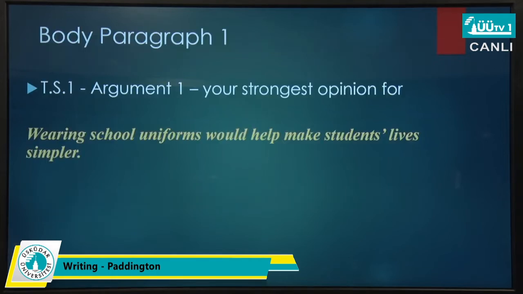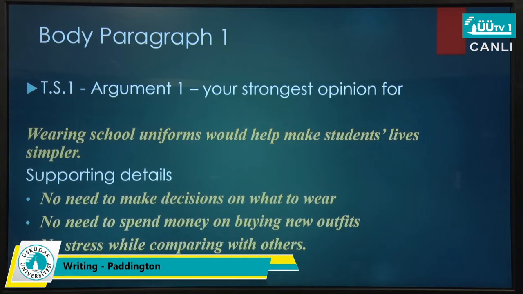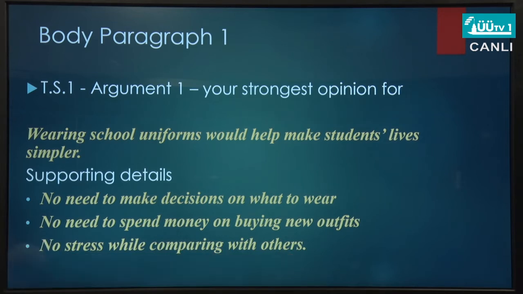Okay, body paragraph 1. In the first body paragraph, you are talking about your first argument, your strongest opinion for. So your topic sentence 1 in the first body paragraph might look like this: wearing school uniforms would help make students' lives simpler. So here you present your first argument. Why are you for the school uniform? But as I told you, there must be supporting details. You have to prove why your argument is right. For example, you are writing like this.